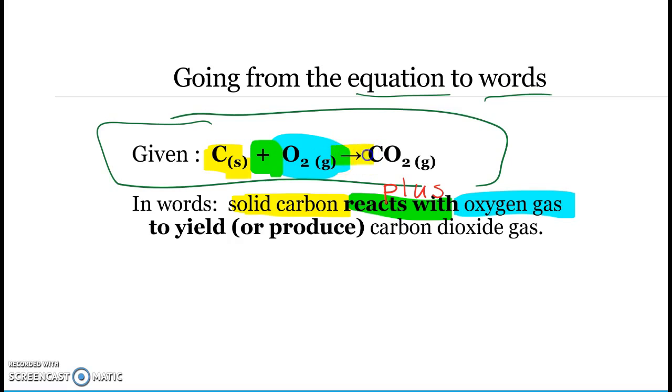Next we see the arrow. This arrow means that it yields or produces. And then you'll need to know the name of this formula. So this is a covalent compound. Therefore, we use the prefixes. So it will be carbon dioxide, and it is a gas, lowercase g.